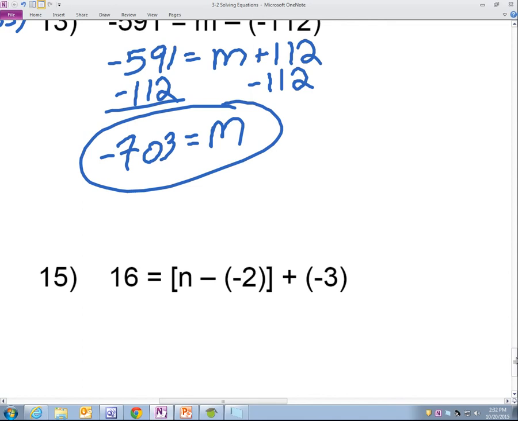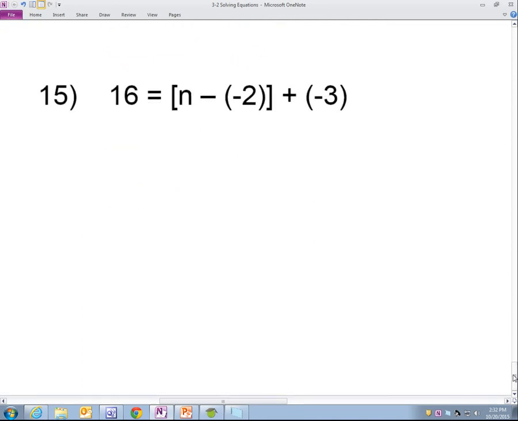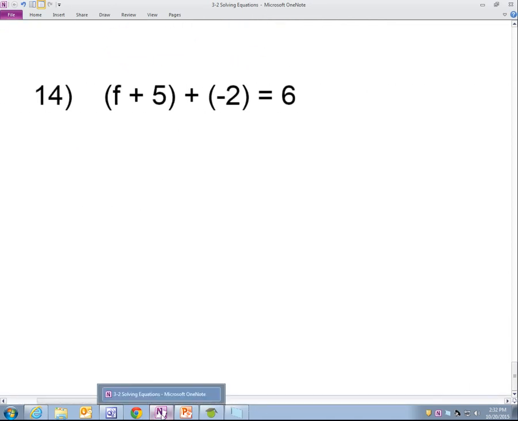Yep. Only in subtraction do you keep change. Now this one here goes back to last week. We have some like terms here. First, we must combine like terms.